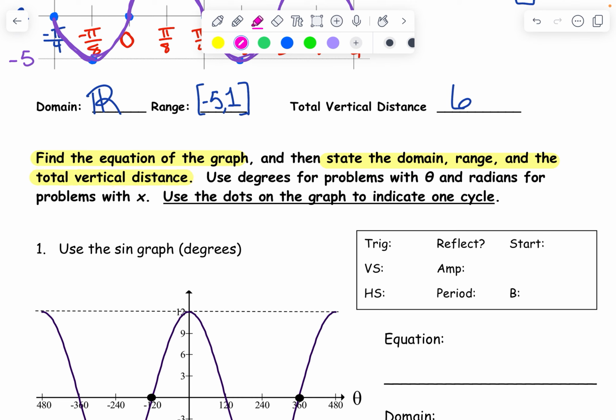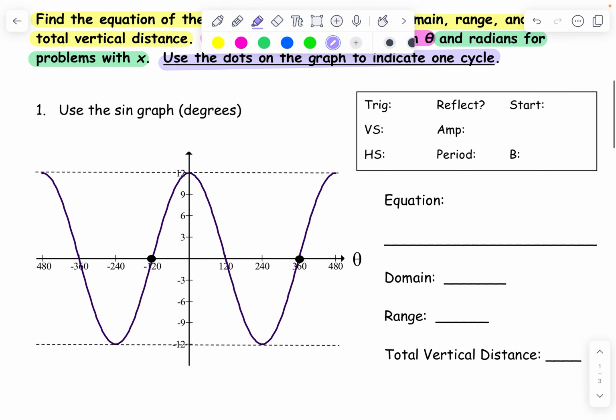We need to use degrees when it's degrees. How do we know that? Because there's a theta, and we use radians for problems with an x. It also indicates that we need to use the dots to indicate one cycle. Use the dots to indicate one cycle. So let's go ahead and start with the first one.